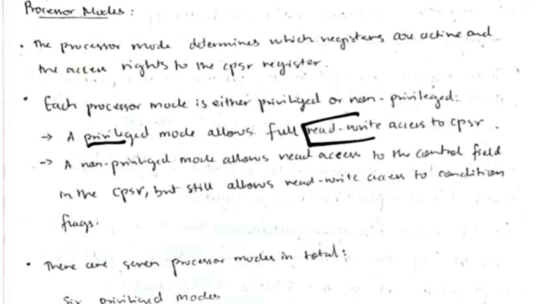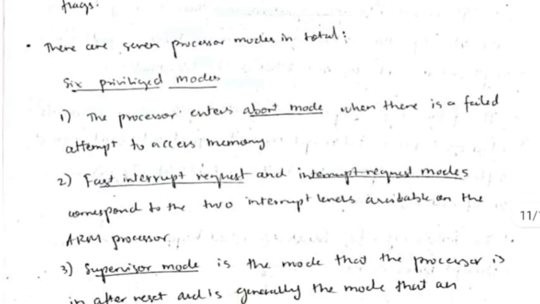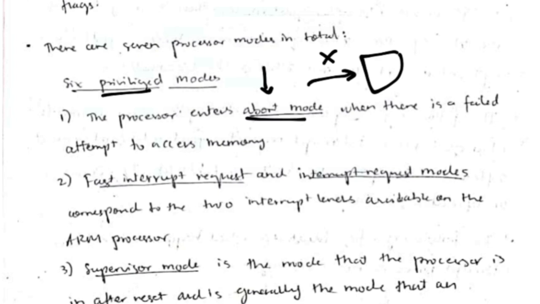In that you can read and write, both operations are possible. In non-privileged mode you can just read the files, okay. So out of the 7 modes, the first 6 are privileged modes, and the last one is non-privileged mode. So in privileged mode, the first one which you have is abort mode. Abort mode means when the process is trying to access a memory, but it has failed to access the memory, it enters an abort mode.